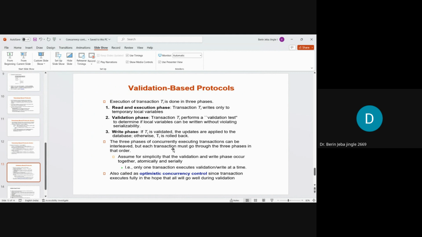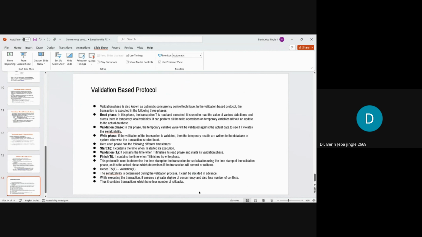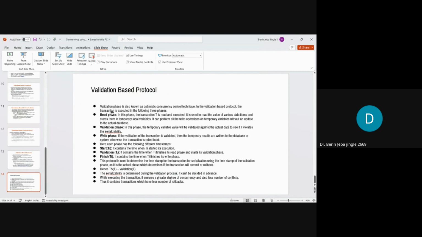These three phases of concurrently executing transactions can be interleaved, but each transaction goes through the three phases in order. This is otherwise called optimistic concurrency control. So the validation phase protocol is also known as the optimistic concurrency control technique. In the validation protocol, the transaction has three phases.